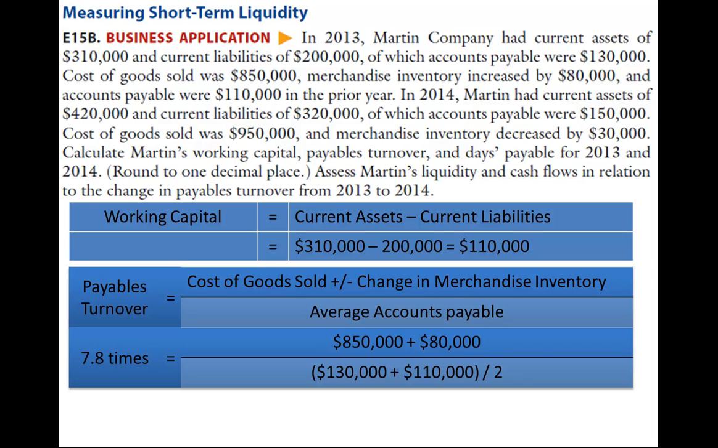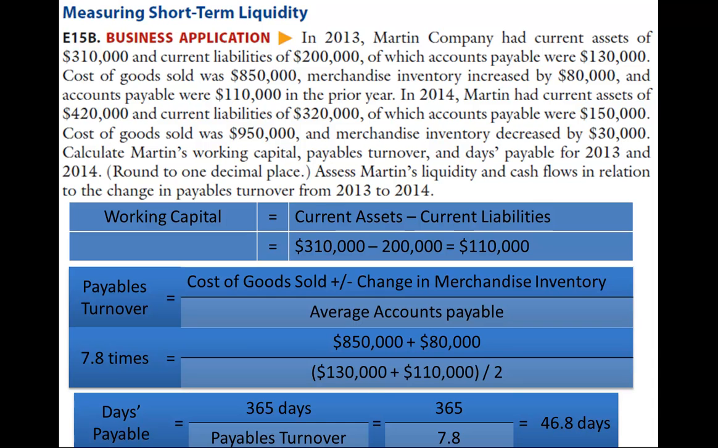Then we want to look at our days payable. Days payable is related to our payables turnover. Out of 365 days, about how many days do we actually pay our payables? So we take our 365 days in a year and divide it by our payables turnover. You will always use 365. We do not account for leap year. So divided by our 7.8 times, we turn our payables over, or we pay what we owe, about every 46.8 days in an accounting period.